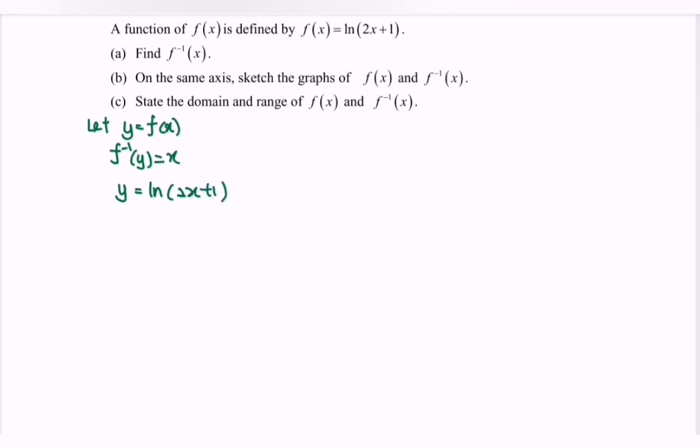Transform the log form into the index form, where we have log base e. So e to the power y minus 1 is equal to 2x. So x is equal to (e^y minus 1) over 2. So f inverse of x is equal to (e^x minus 1) over 2. So that is the inverse.